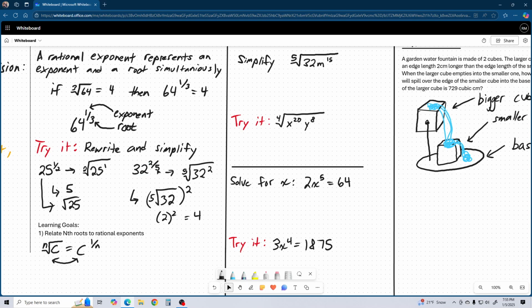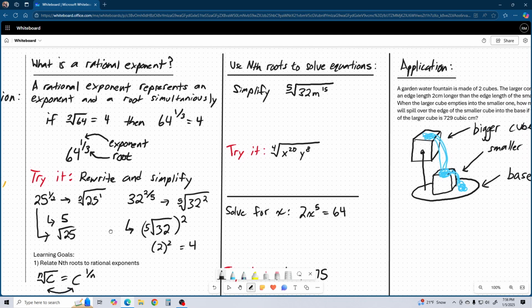This is saying 32. We're going to have to take the 5th root, and we're going to have to square it. You can do those in any order you want. In fact, if you do them in the opposite order, you'll get the exact same answer. All right, so that is a rational exponent.